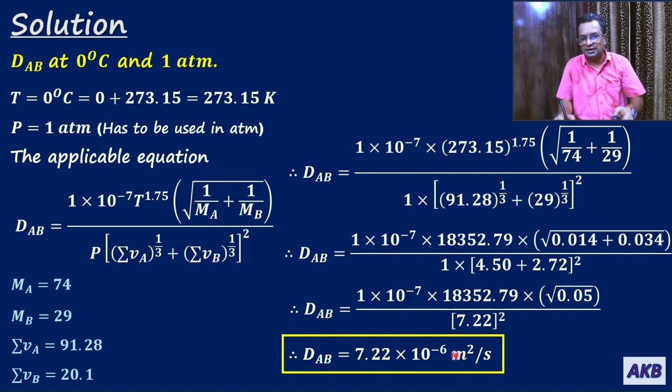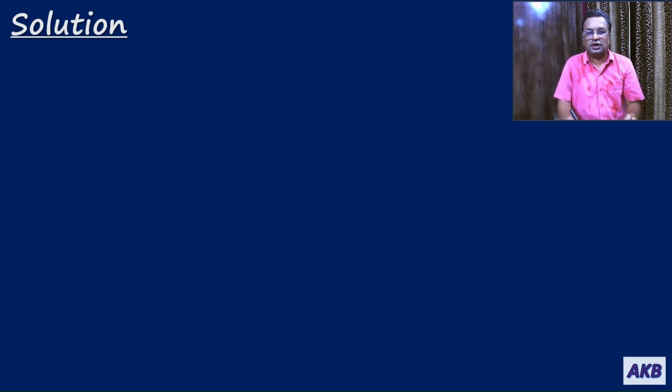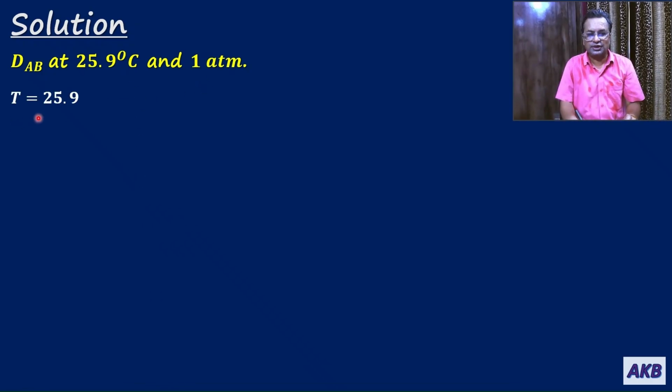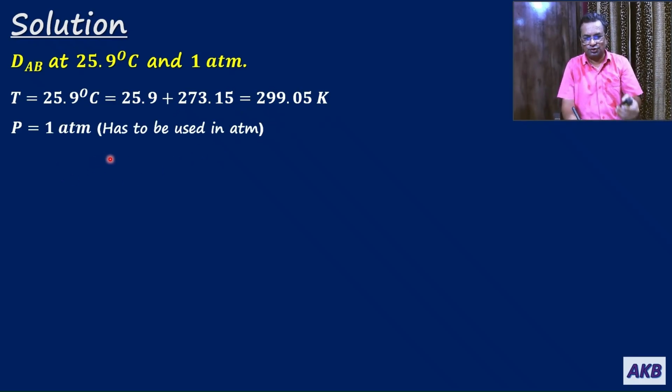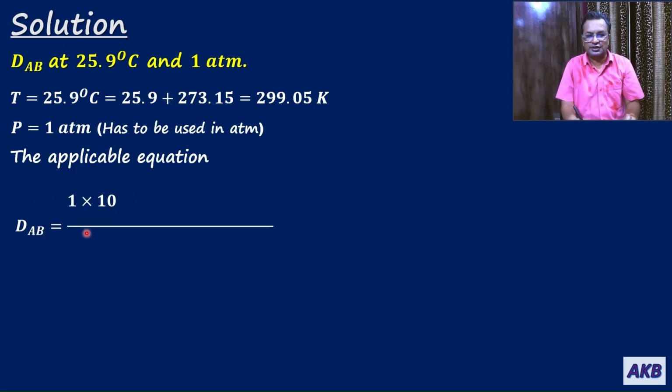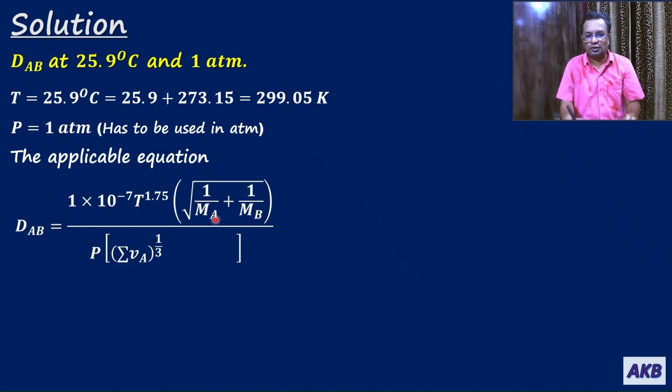Now let us get DAB at other conditions. So now let us get DAB at 25.9 degrees Celsius and 1 atmosphere. So T is 25.9 degrees Celsius, which is 25.9 plus 273.15, that is 299.05 Kelvin. Pressure is 1 atmosphere and you have to use it in atmosphere. The applicable equation, Fuller's method, DAB is equal to 1 into 10 to the power minus 7 T raised to 1.75 into under root of 1 upon MA plus 1 upon MB divided by P into the square of the sum of summation VA raised to 1 by 3 plus summation VB raised to 1 by 3.